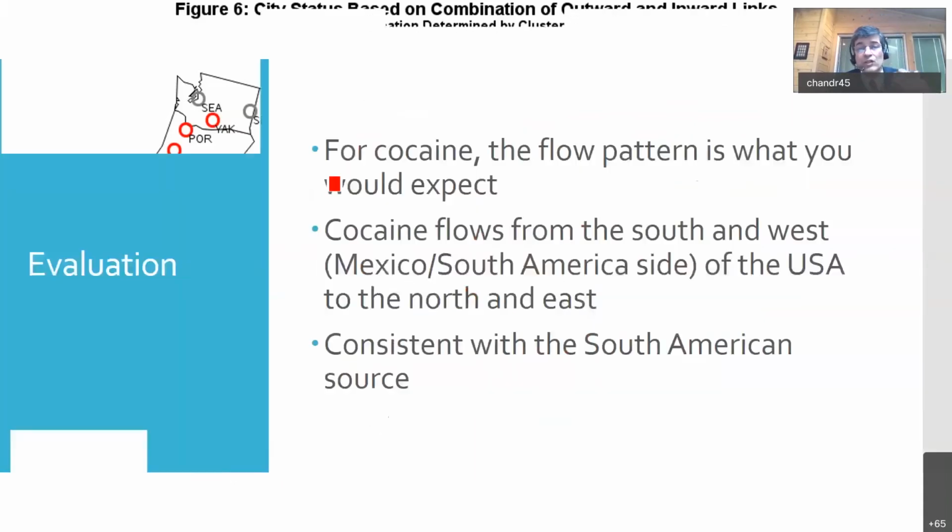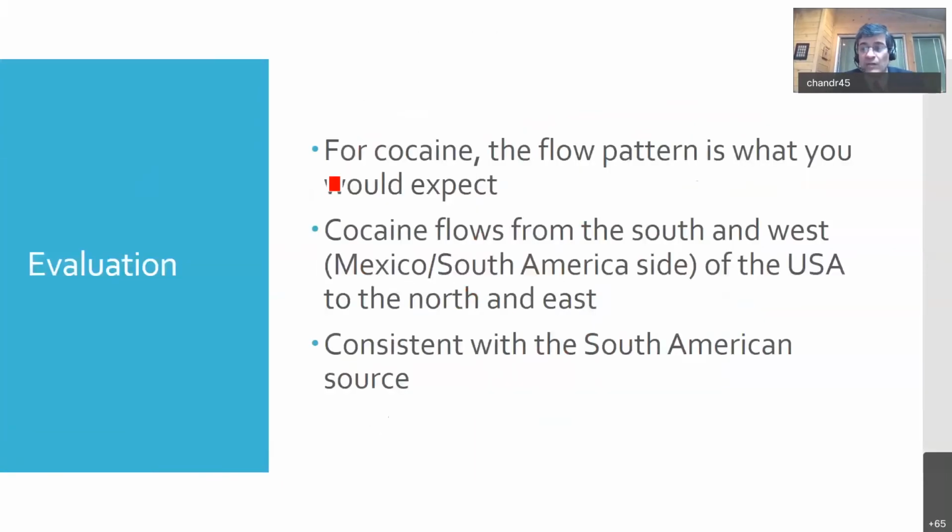So this is an example of the kind of work that we can do using those two very simple economic principles on price data. If we evaluate the results here, for cocaine, the flow pattern is what you would expect. I showed you that map of arrows that the NDIC had created. And guess what? The price-based analysis shows you something very similar. Cocaine flows from the south and west of the United States to the north and east, and this is consistent with the South American source.